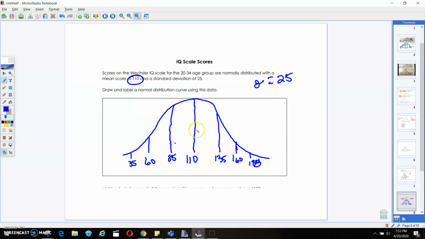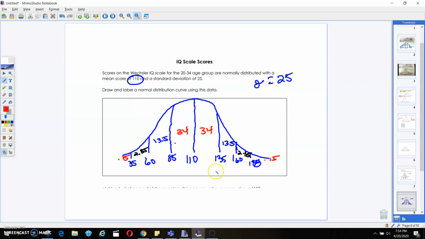Okay, so again, we're going to add our percentages on here. So this will give me 34% right here, 34 right here, 13.5 right here. I'm going to try to color coordinate these. Make it look all pretty. And then 2.35 here, and 2.35 here, and 0.15 right here, and 0.15 over here.